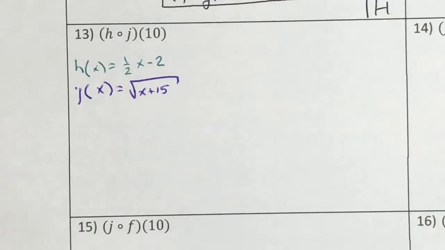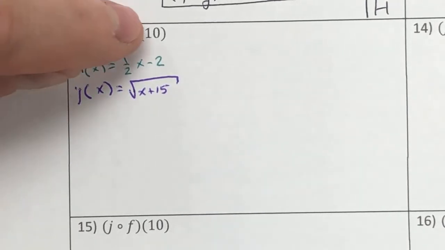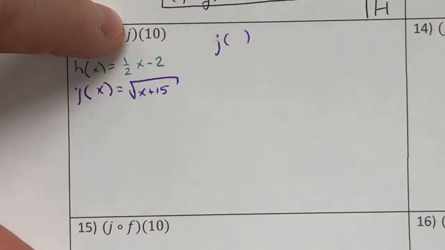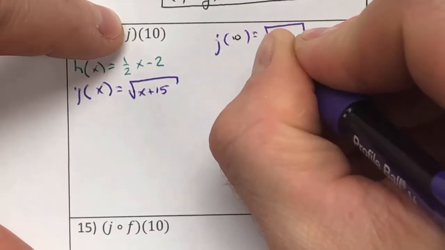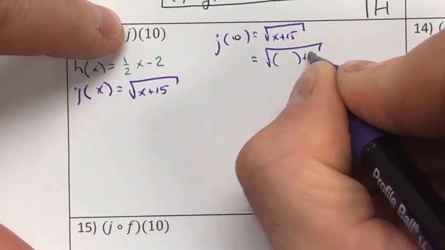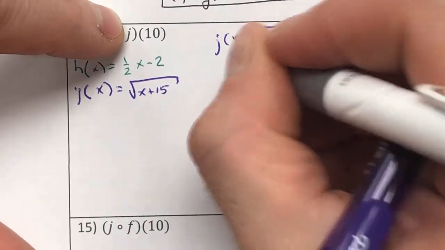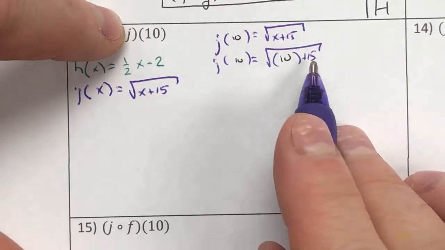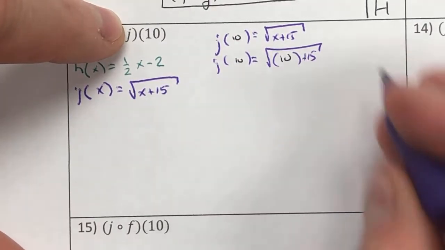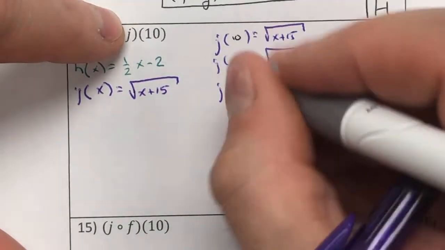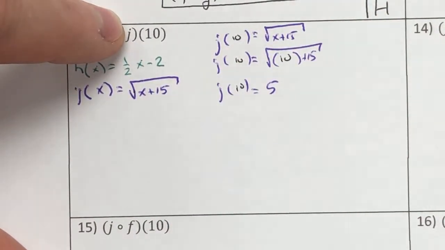Okay? So what you probably noticed is that we're going to read this right to left. I'm taking 10 and plugging that into J. So I'm going to define my J of 10. And my J, which is defined as the root of x plus 15, is going to be the root of 10 plus 15. Okay. 10 plus 15 is 25. Root of 25 is going to be 5. So my J of 10 is going to give me a value of 5.